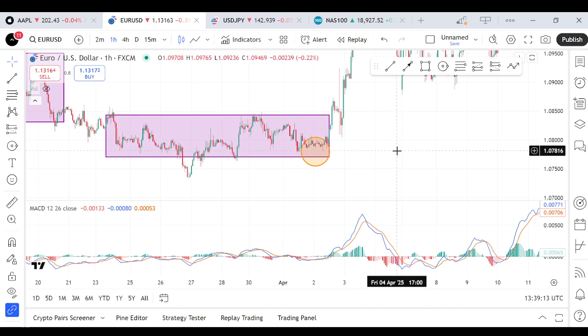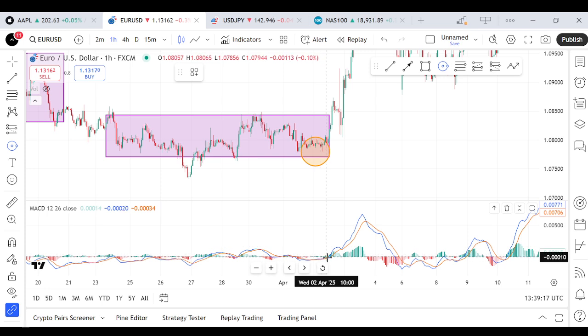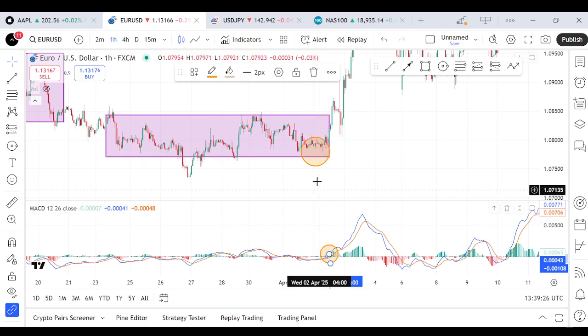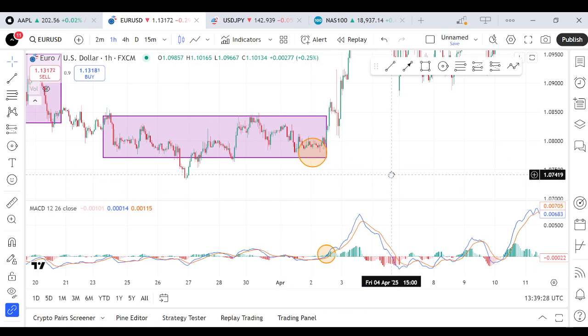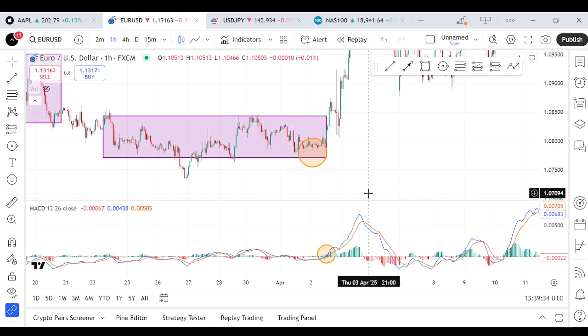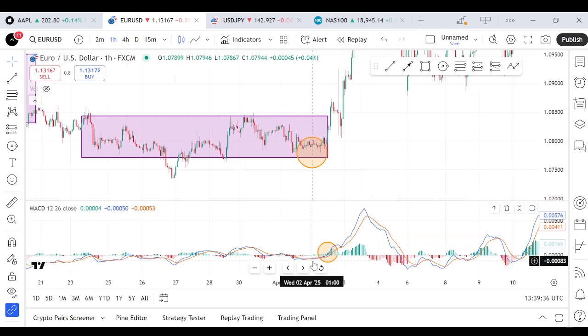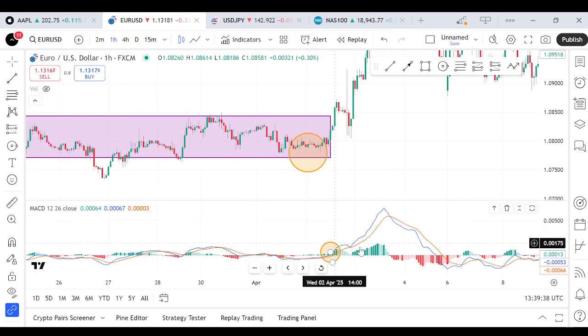Now at the same time, you should look at the MACD line and ensure that the MACD line crosses above the signal line. Remember, the MACD line is the blue line, the signal line is the orange line, and we have that crossover happening here at the support. It's very straightforward. At support, look for the MACD line to cross above the signal line and for the histogram to shift from negative to positive. We have all of that criteria happening right here.